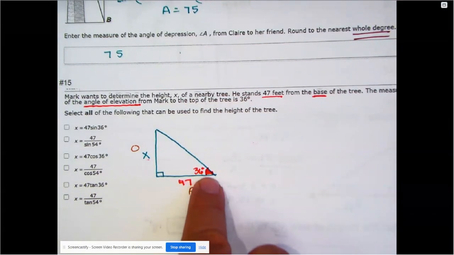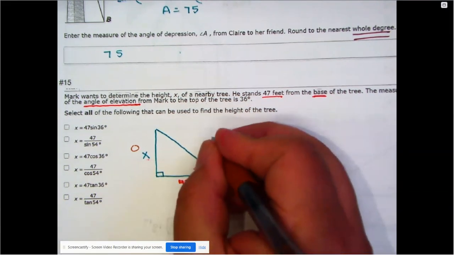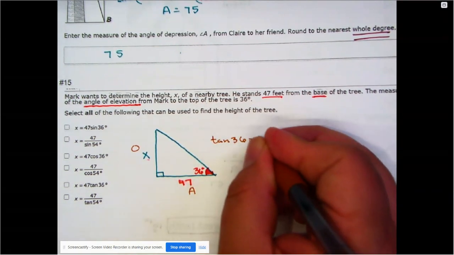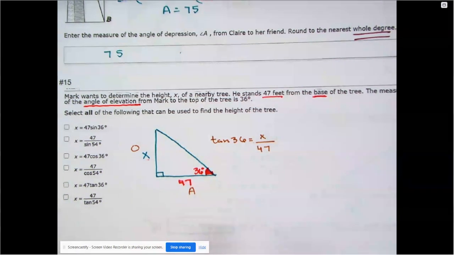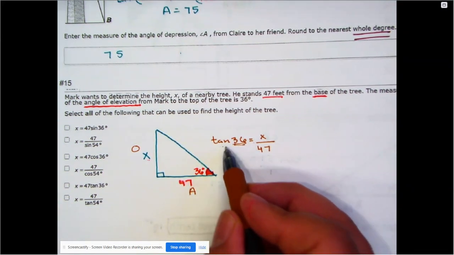So if I'm going to work with the number 36, there's only one trig function I can use with that number 36, and that's tangent. Tangent of 36 would equal x over 47. But you see, I actually don't even have to take this problem further. If I'm going to use the 36, it has to be tangent.